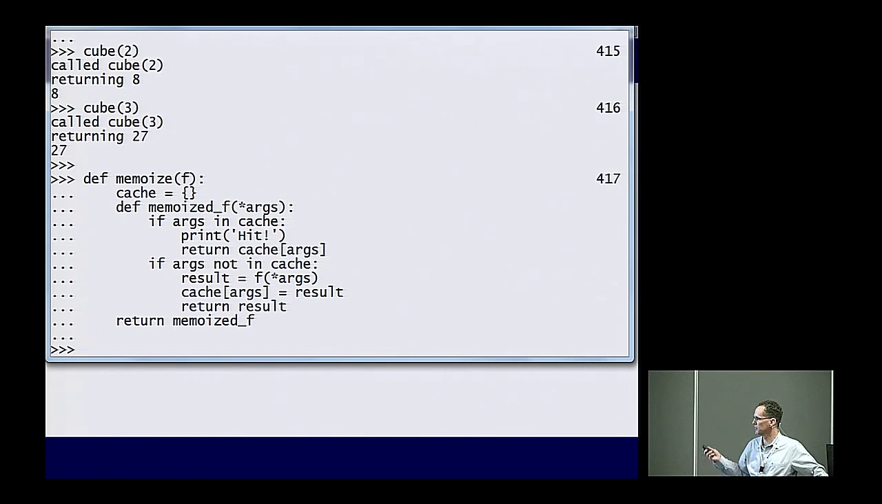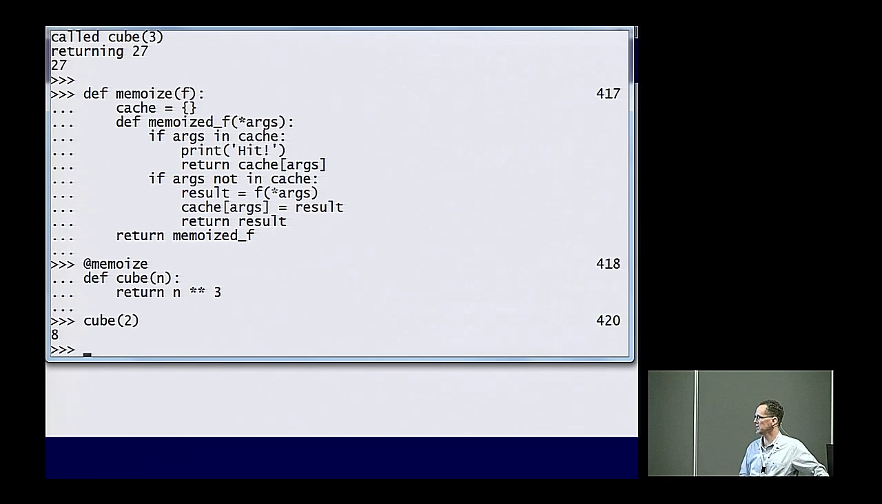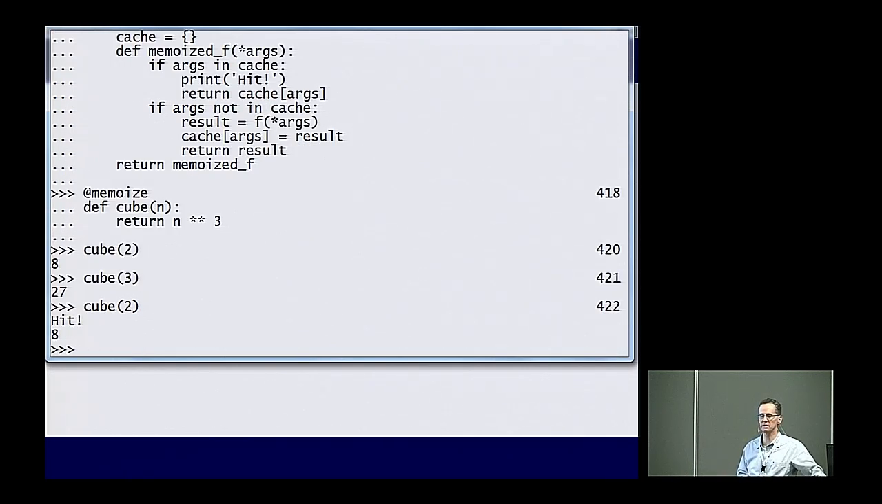And then I'm going to print some of this stuff out. So if I memoize cube, then when I call cube, it computes 8, computes 27. This time it should give me a hit. Woo, got a hit.